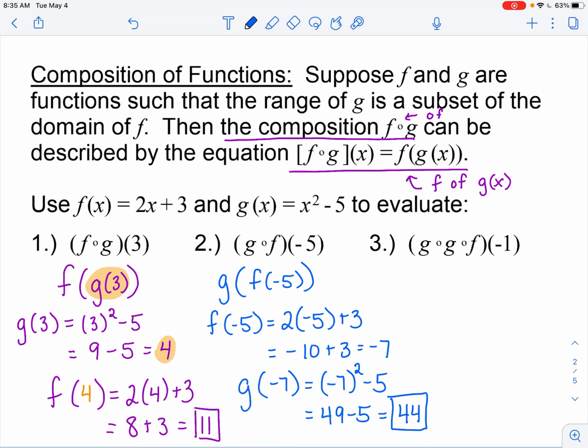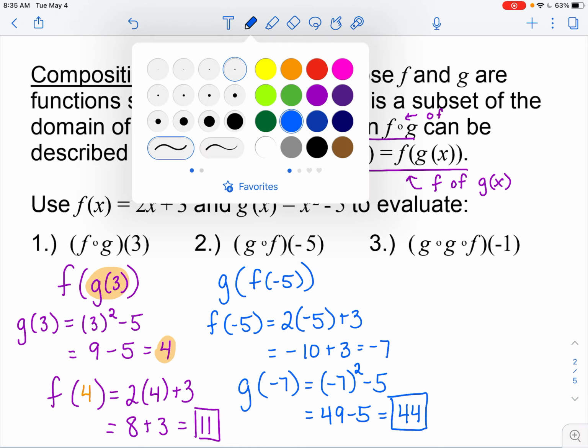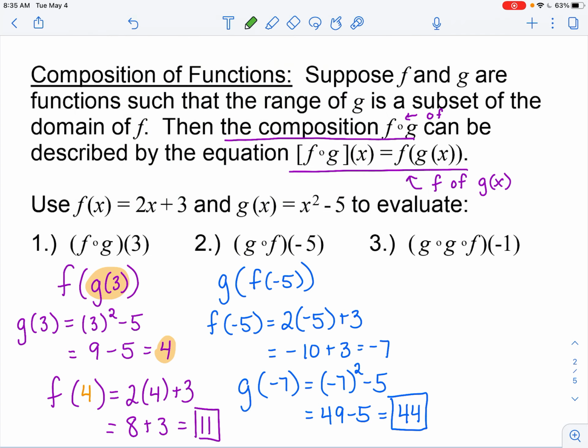All right. Now, number 3 is a little bit more intense because it has an extra composition. This is g of g of f of negative 1. So I'm going to start with f of negative 1. And just in the interest of space, I'm not going to write out every little detail. f of negative 1 is going to be negative 2 plus 3, which is positive 1.